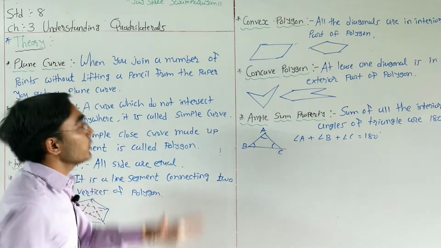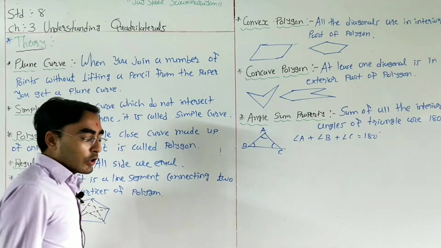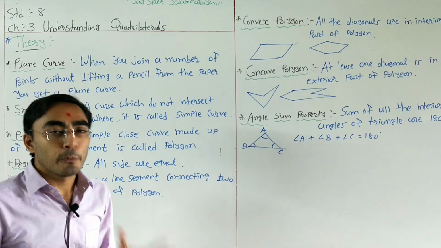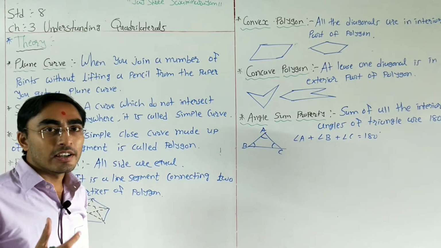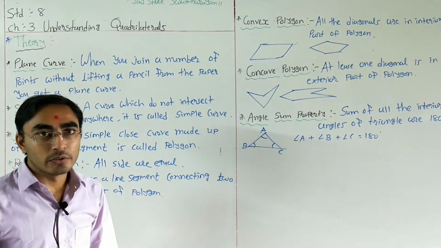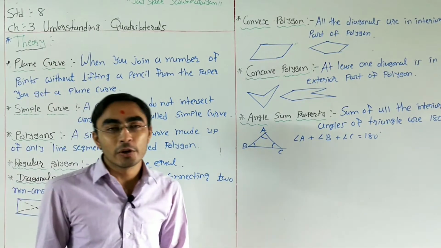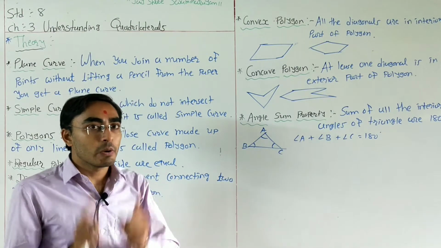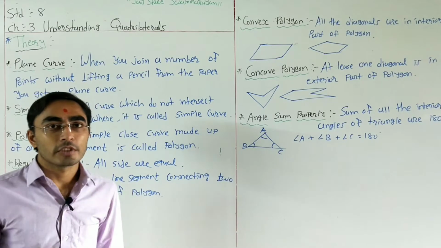First of all we need to learn about the quadrilaterals, but before that we need to learn about the polygons, because quadrilateral is one type of polygon. So before understanding the quadrilaterals we need to learn about the polygons.